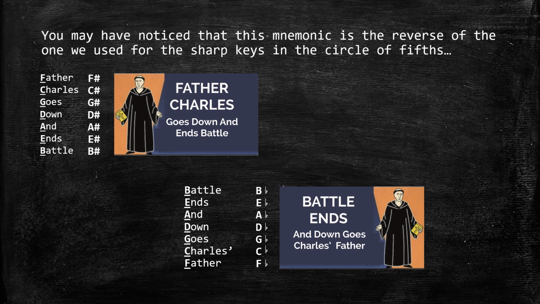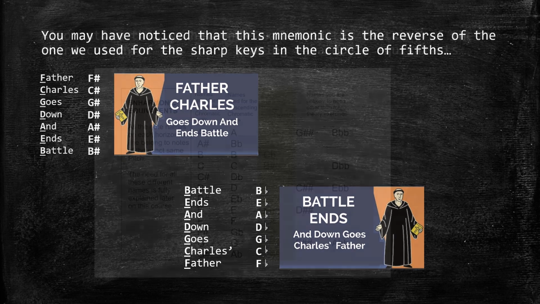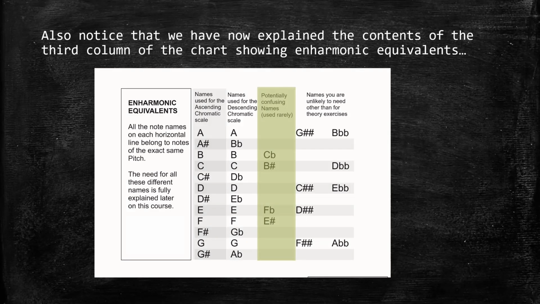Circle of fifths goes Father Charles Goes Down And Ends Battle, and that's applied to sharps. Circle of fourths, Battle Ends And Down Goes Charles' Father. That's applied to flats. Also notice that we have now explained the contents of the third column of the chart showing enharmonic equivalence. Those are the potentially confusing names used rarely.